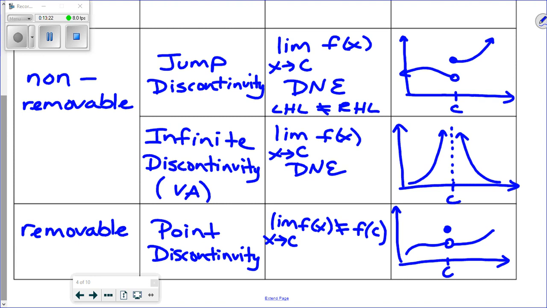Now as far as non-removable or removable goes, I kind of think of them as the severity of the discontinuity. So removable would not be as severe as non-removable. Your jump discontinuity and your infinite discontinuity are more severe than your point discontinuity.